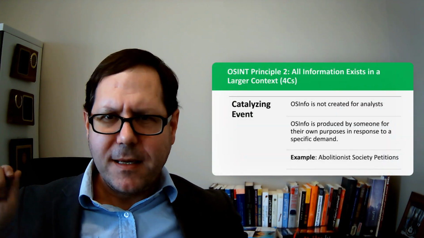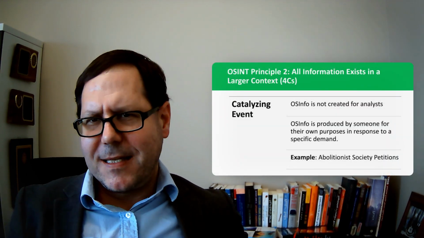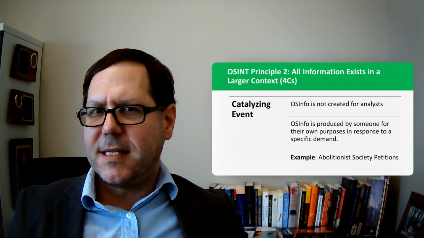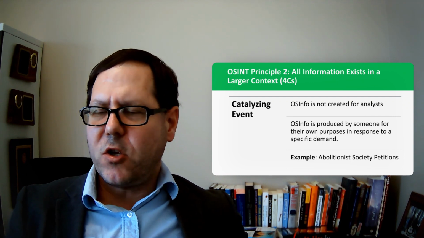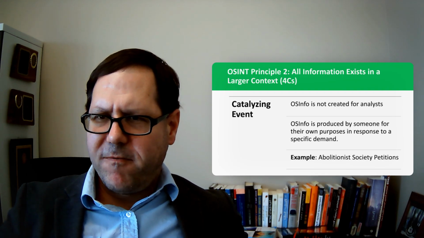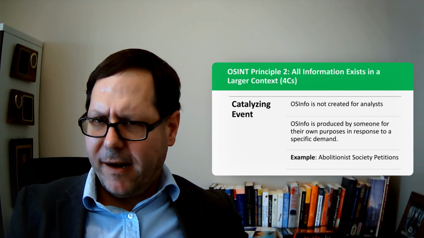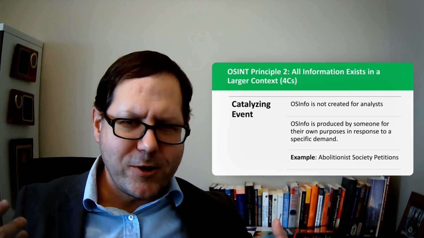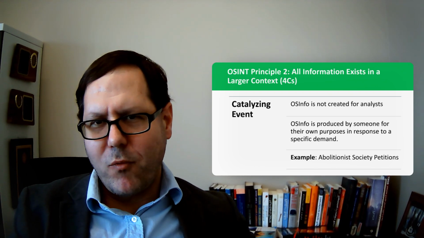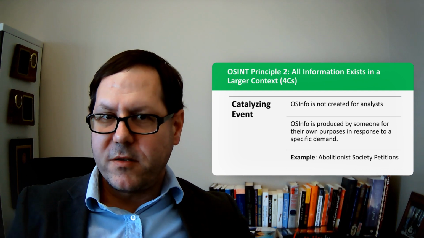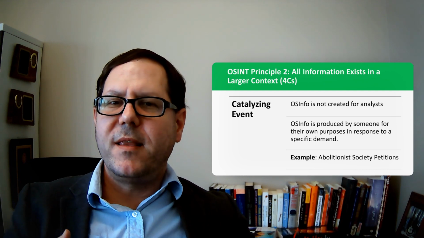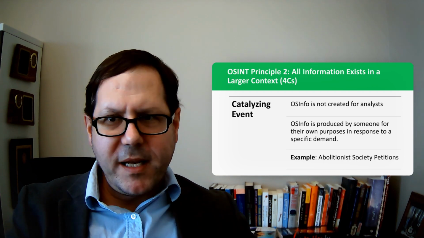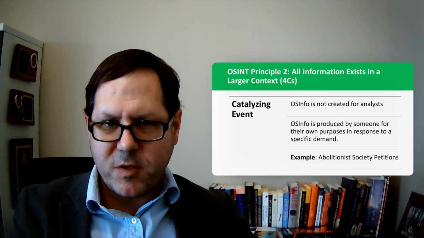So first C, culture. Second C is catalyzing event. It's worth recognizing that nobody creates open source information for analysts to download and analyze. That's not why people do anything. They're not trying to give you a resource. They're doing it for their own reasons, right? Somebody's producing this because it serves their purposes. They're responding to a specific situation. They're responding to a specific need.